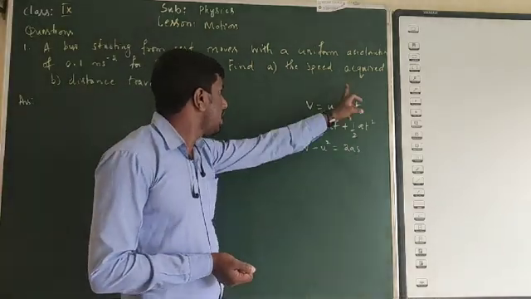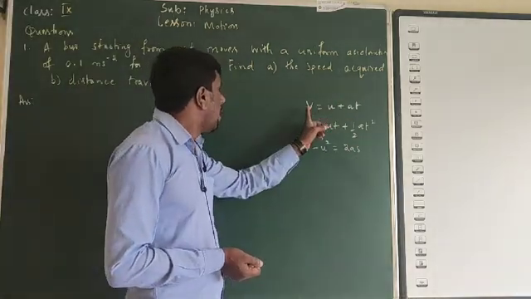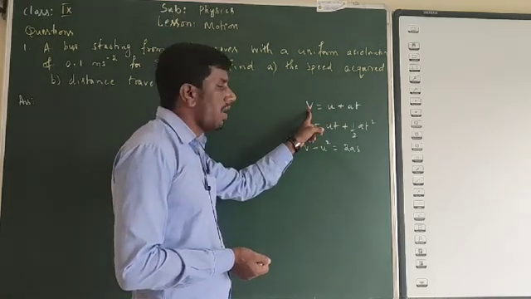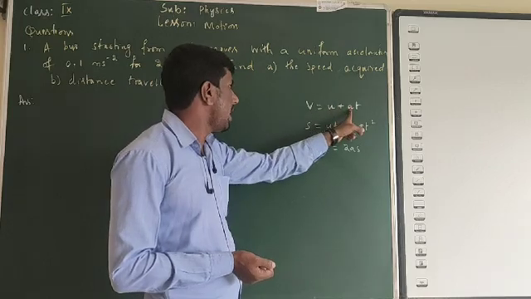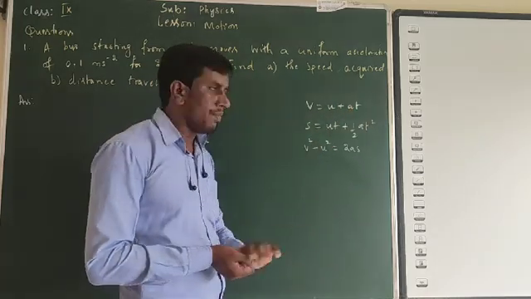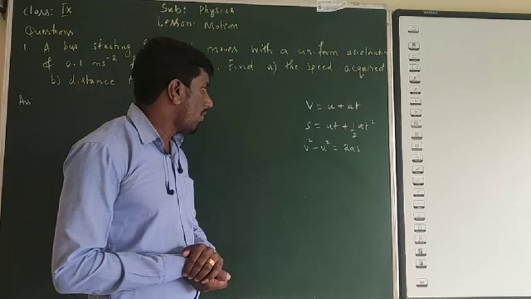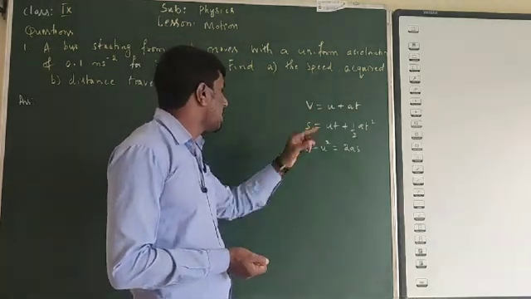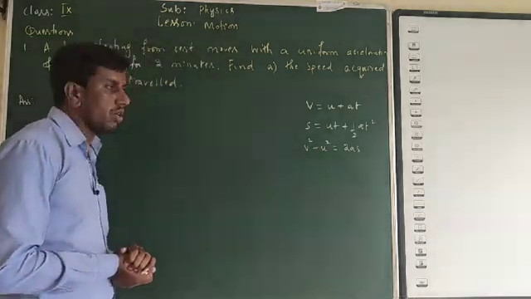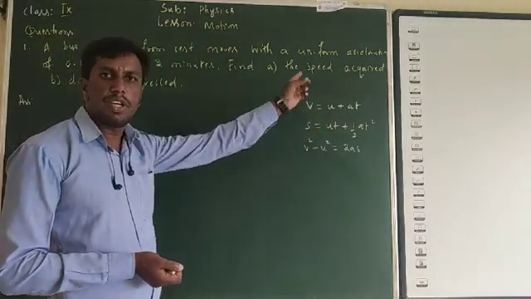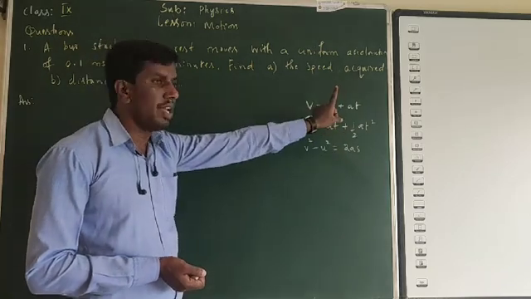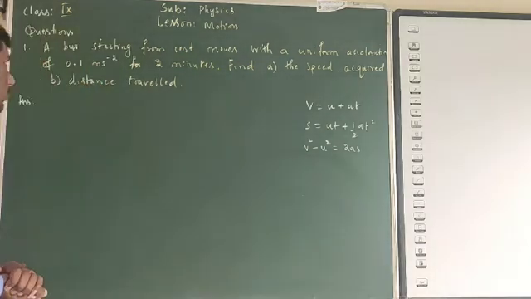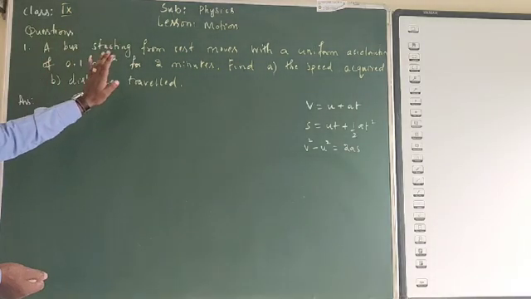Before that, in the equations we should know what each symbol means. What do you mean by V? V is final velocity, U is initial velocity, A is acceleration, T is time, and S is distance traveled. These things you should know: what each symbol represents. So U is initial velocity, V is final velocity, T is time taken, A is acceleration, S is distance traveled.